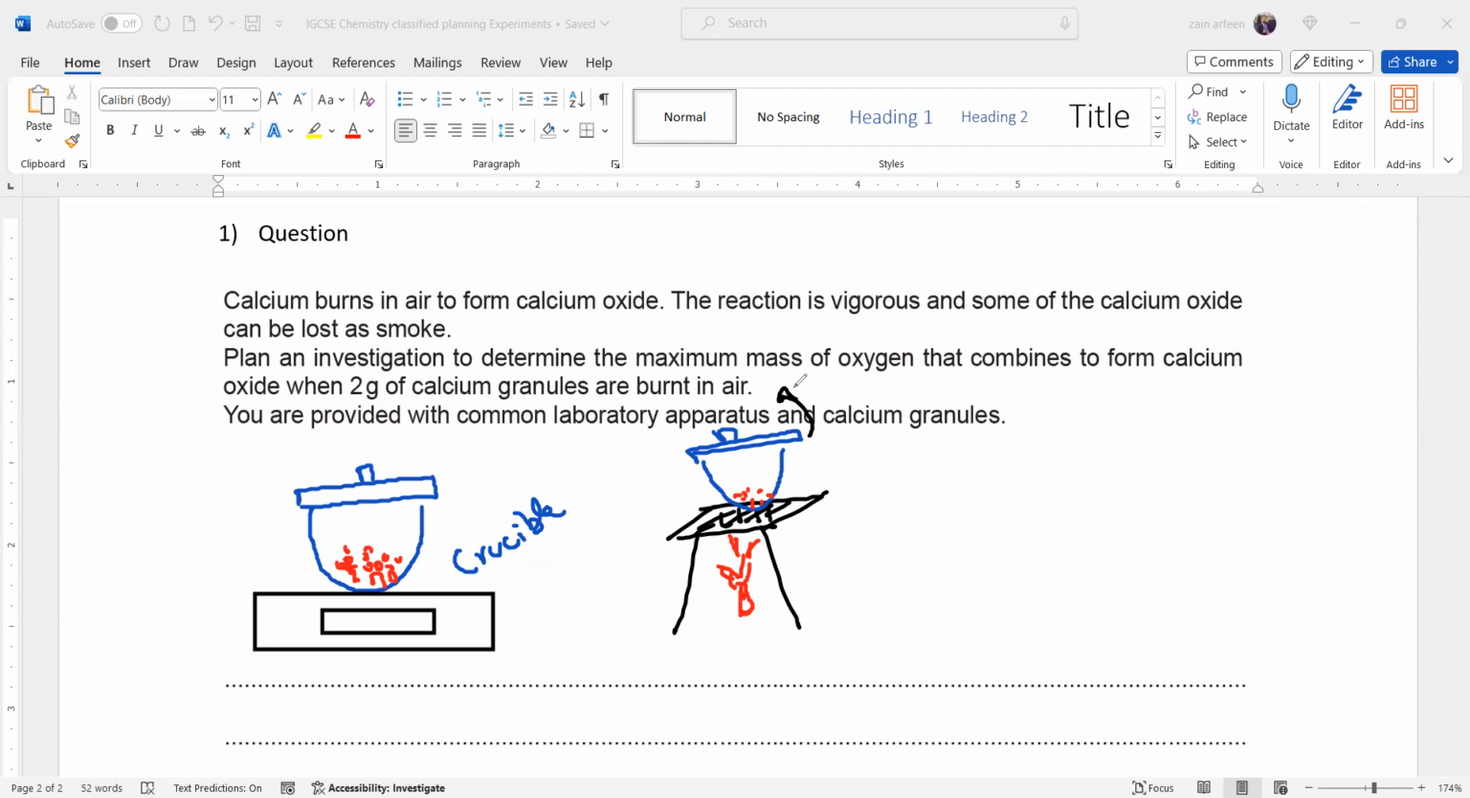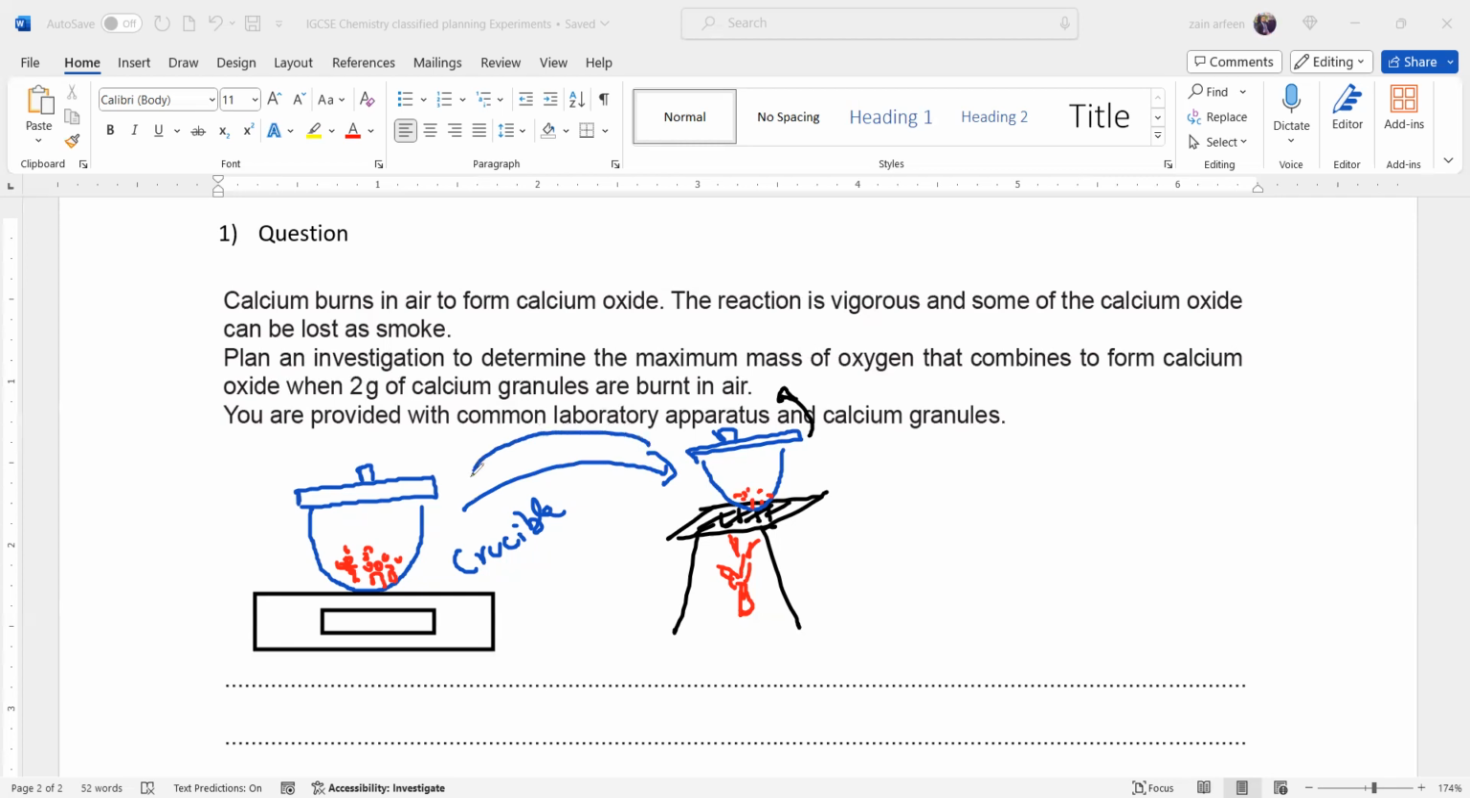Otherwise, if the amount of oxygen is limited, then the reaction may not be complete. Some of the calcium still remains as calcium instead of turning into calcium oxide. So most of the time during the experiment, we'll keep the lid closed, but time to time we'll open the lid so that fresh air can enter this crucible and react with calcium to form calcium oxide. And then we will reweigh, like we'll measure the weight again. First we measure the mass of crucible, lid and calcium, then we place it above the Bunsen burner and heat it and open the lid time to time.